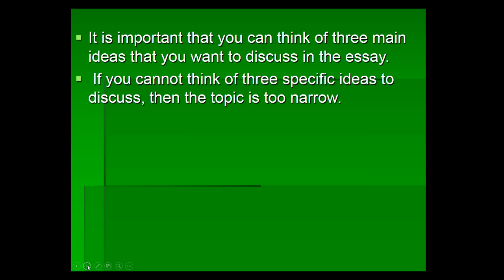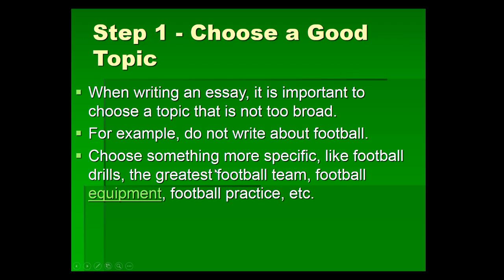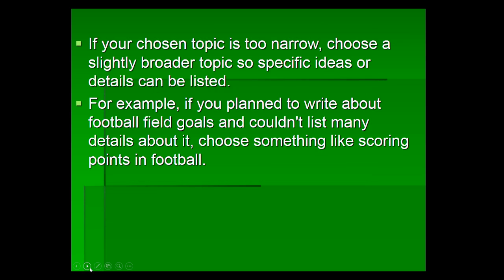It is important that you can think of 3 main ideas that you want to discuss in the essay. If you cannot think of the 3 specific ideas to discuss, then the topic is too narrow. For example, being too narrow could be talking about just one certain drill. No. You want to just do football drills and then talk about maybe 3 different types. If your chosen topic is too narrow, choose a slightly broader topic so specific ideas or details can be listed. For example, if you plan to write about football field goals and couldn't list many details about it, choose something like scoring points in football.